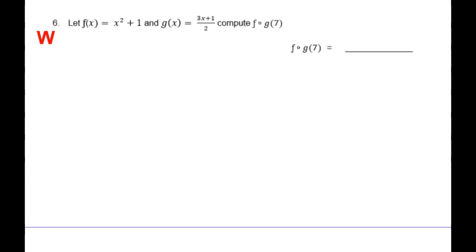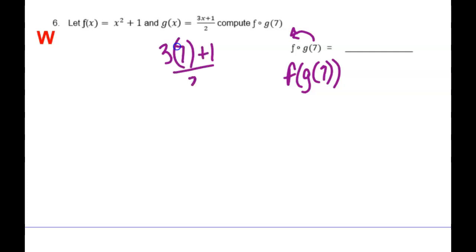This is on Wednesday's part, but please make sure you practice this because I feel like we haven't done these forever. This is another way of writing this. You work your way backwards. Remember this? So you're putting 7 into G. So you'd have 3 times 7 plus 1 over 2. That's 22 over 2 or 11.